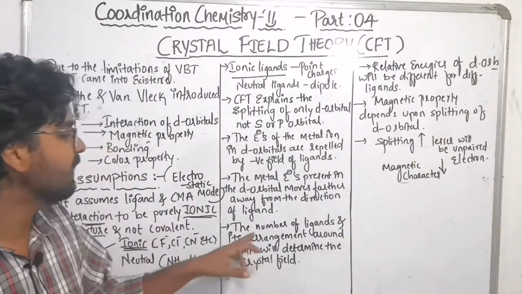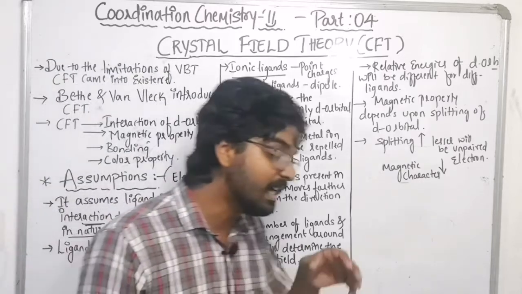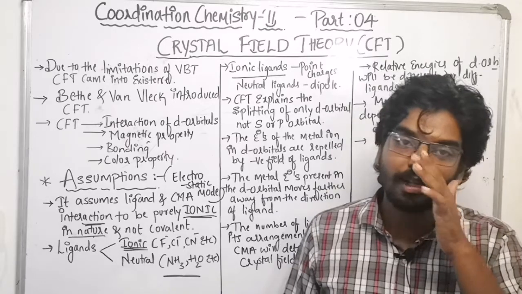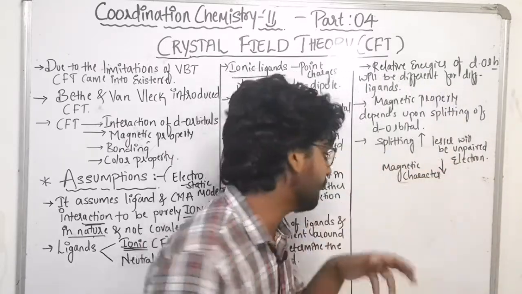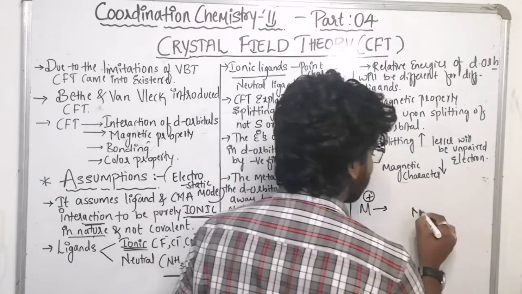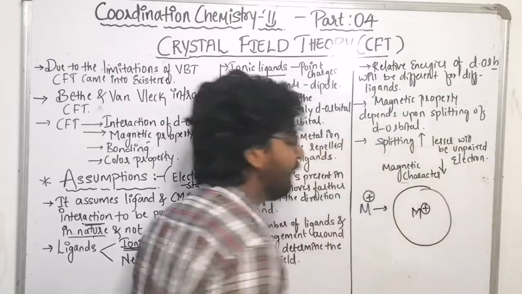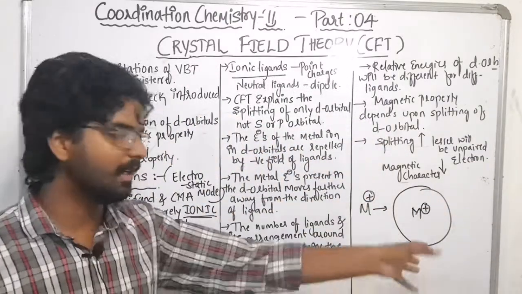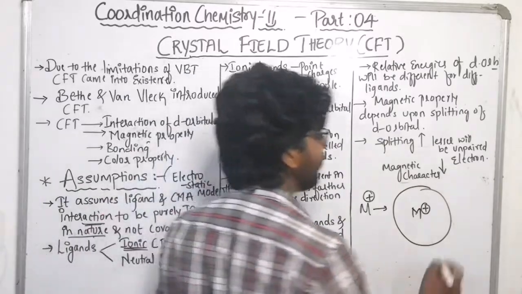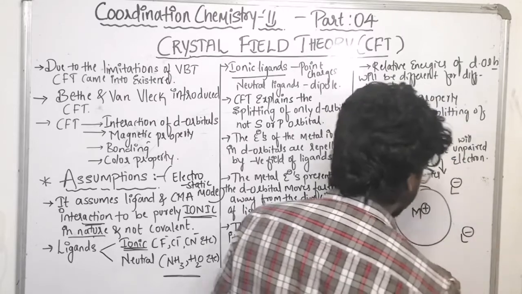Okay, and the next thing is the number of the ligands and its arrangement around the central metal atom will determine the crystal field. Since we are learning about the crystal field theory, for example, see here, we are considering a central metal ion. If you place that central metal atom or the ion in a crystal field, so this is a crystal field, the spherical crystal field we are taking here. So for example, let us consider some of the ligands here.